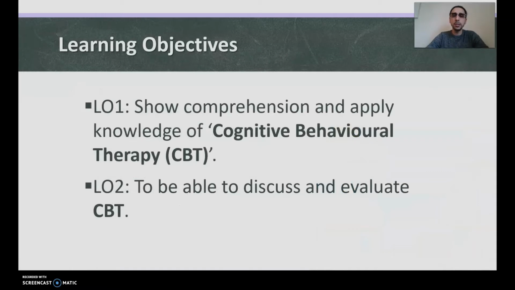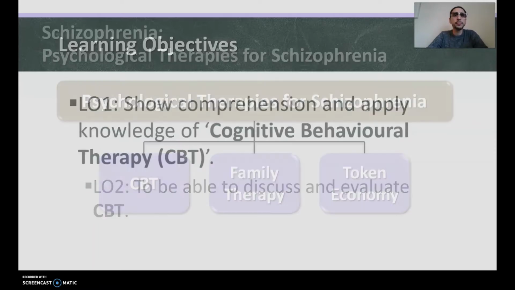What are our learning objectives for today? Learning objective 1: show comprehension and apply knowledge of cognitive behavioral therapy, CBT. Some people in the class may have actually experienced CBT. CBT is used for a lot of frequent mental health problems such as depression and anxiety. And learning objective 2, to be able to discuss and evaluate CBT. What are the strengths of cognitive behavioral therapy? What are the weaknesses? Let's explore, shall we? Yes, I think we should.